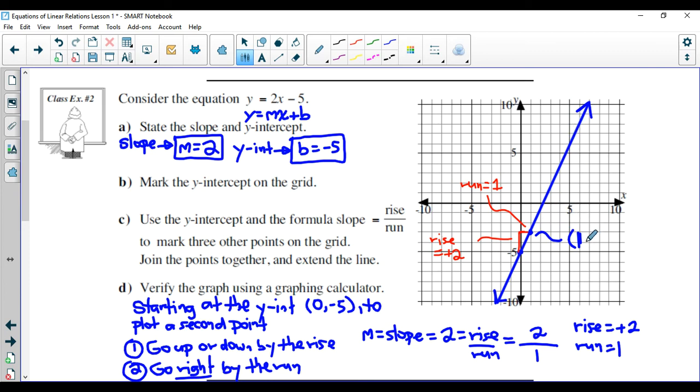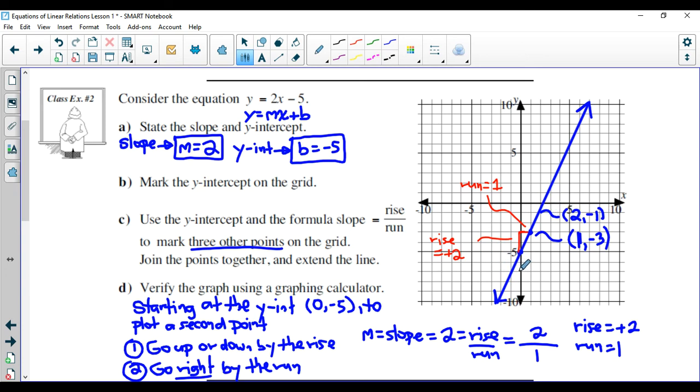So this point is 1, comma, I think it's -3. Because it wants to mark 3 other points on the grid. So that's another point. Let's see what else we got here. It really depends on how accurately I drew this. I think it's supposed to hit the graph right here. So another point should technically be 2, comma, -1. I don't think I drew it as accurately as I could have.